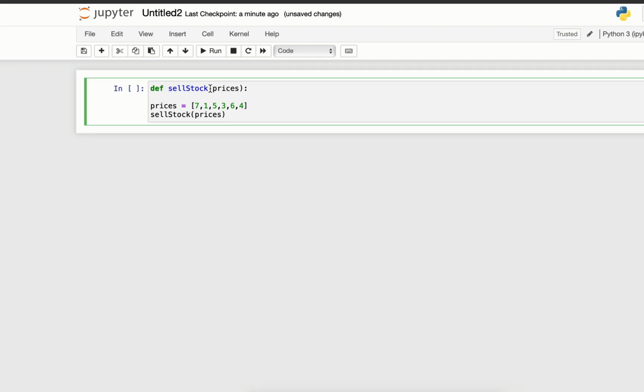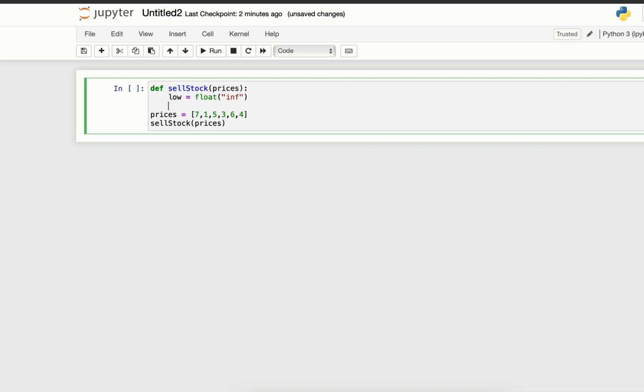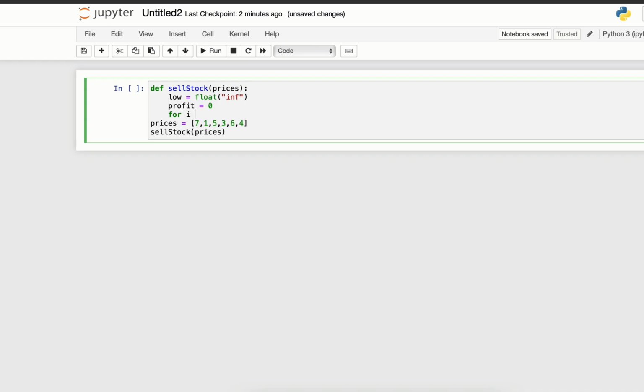So let's try. Let me take a variable low. It will be the low price, which I'll just keep as an infinity value. After that, profit is 0. Let me iterate through the array prices.